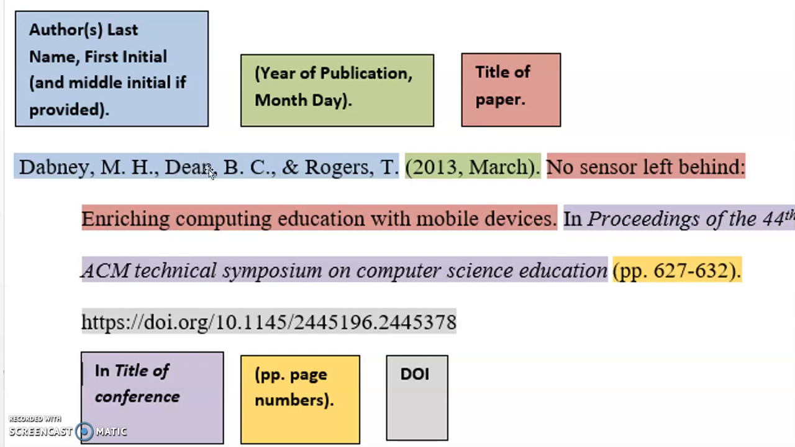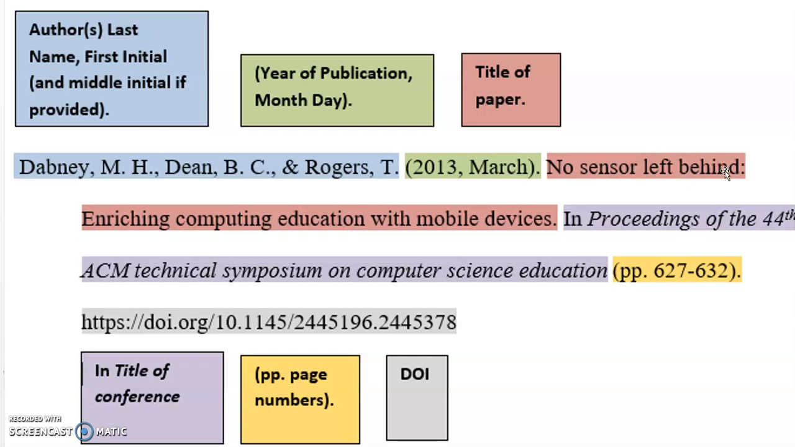I'm just going to take the last name, comma, B dot C dot, and then comma again, and Rogers T, Thomas Rogers. So I'm not going to write Rogers, comma, Thomas. I'm just going to write Rogers, comma, T, full stop. Then comes the year of publication. It can just be 2013, and it can be just 2013 March, if you know the details.